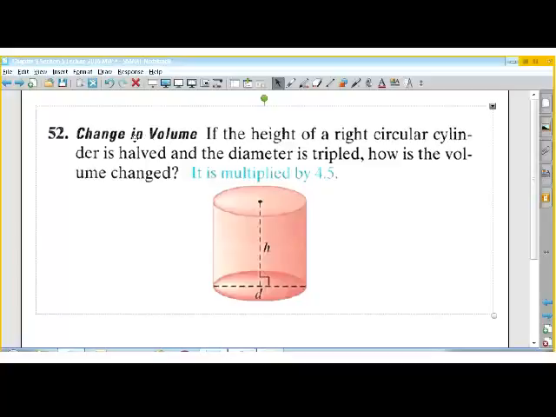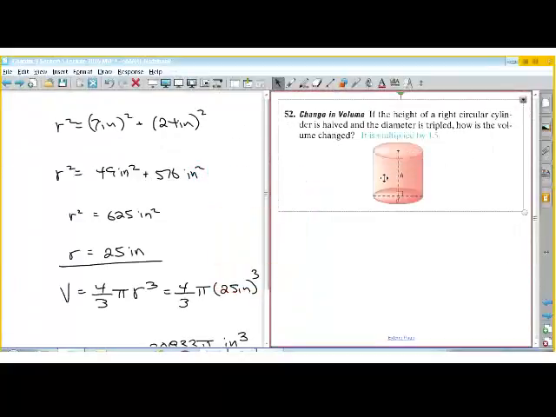Problem number 52 says, if the height of a right circular cylinder is halved and the diameter is tripled, how is the volume changed? By what factor does it increase or decrease? To work these kinds of problems, there are no numbers given, so how do you handle it?